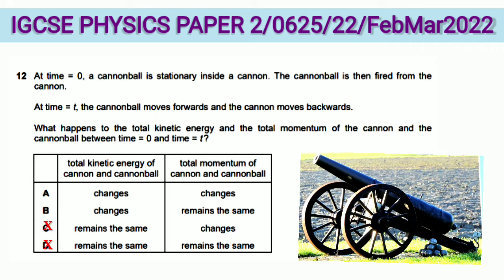Let us now see about the total momentum of the cannon and cannonball. Before firing, both cannon and cannonball are stationary, so they have zero momentum. After firing, the cannonball has less mass and more velocity, whereas the cannon has more mass and less velocity. Both have equal and opposite momentum, so total momentum will be zero again, according to the law of conservation of momentum. So momentum remains the same and option B is the correct answer. Kinetic energy of the cannon and cannonball changes. Total momentum of the cannon and cannonball remains the same.